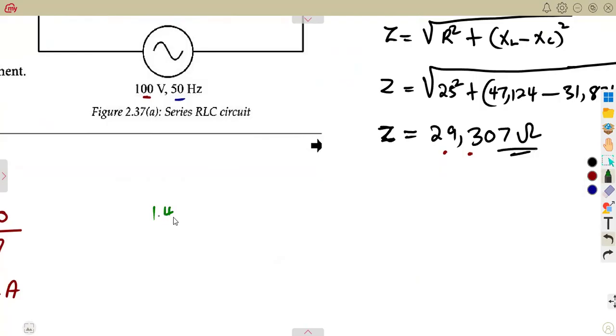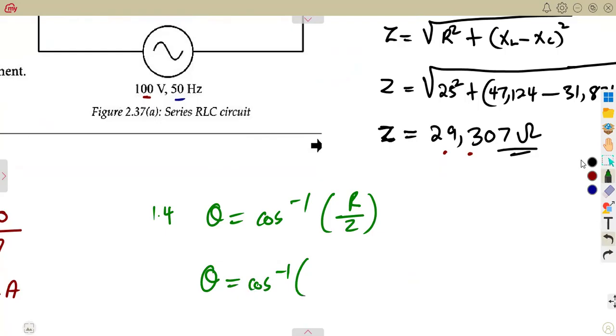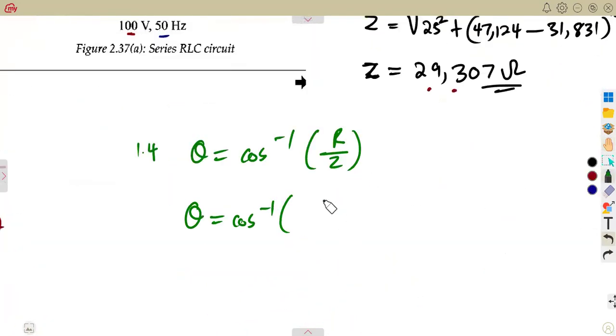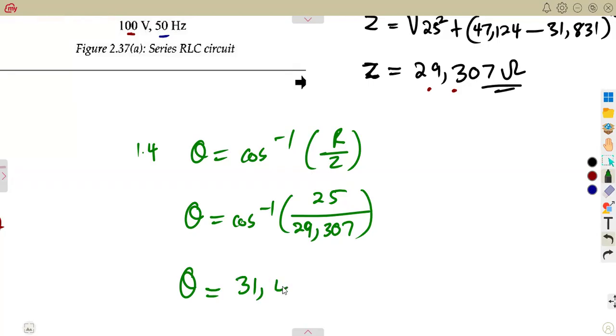So that is 1.4. The angle theta from our universal formula is the arc cos of resistance over impedance. So that is arc cos of the resistance of our circuit, which is 25, over the total impedance that we calculated here, which was 29.307. Just like that, you obtain the phase angle theta, which was 31.456 degrees.